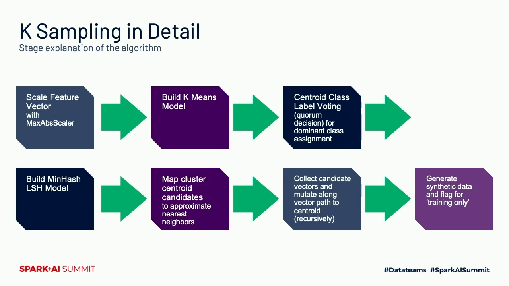So we scale it, then we build a k-means model, which is a distributed algorithm. We're just using Apache Spark ML library to do this. But the reason we're doing that is because we want centroids.